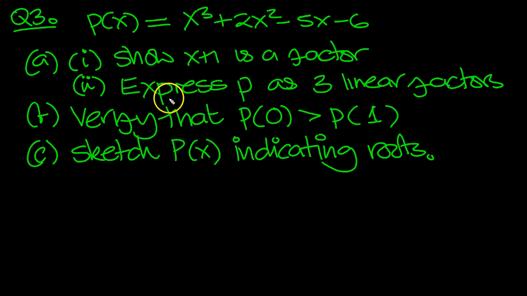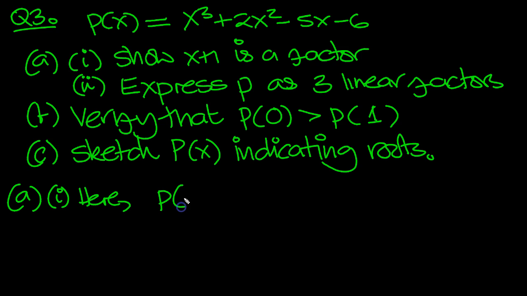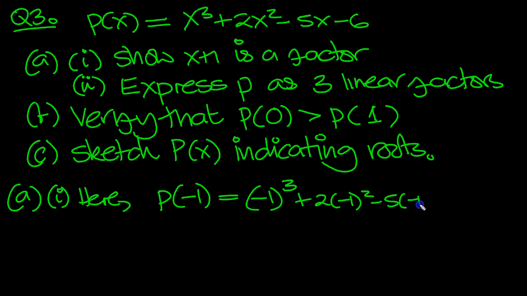So I've got the question summarized here. Let's show that x plus 1 is a factor then. Here we need to work out p of minus 1 and show it equals 0, don't we? By the factor theorem. So it's minus 1 cubed plus 2 times minus 1 squared. Put it in here. Minus 5 times the minus 1, minus 6.